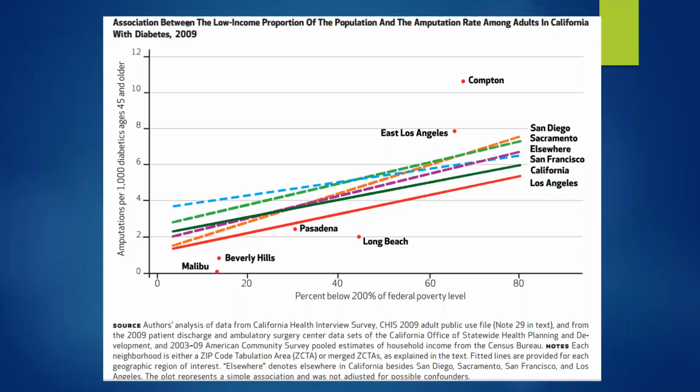And this is just the results slide from that particular study, which did indeed show that there was this relationship between the percentage of households in poverty and the lower limb amputation rate among people with diabetes, in that as there were more and more households in poverty, the rate of amputations was also higher.